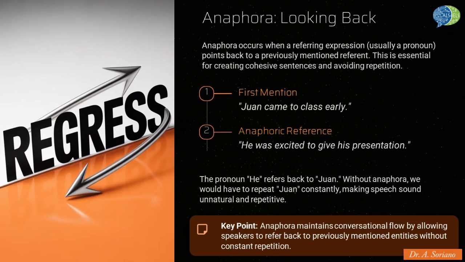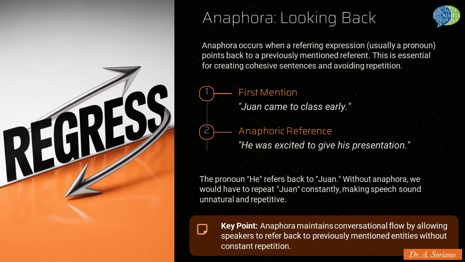Anaphora and cataphora are the two specific types of co-reference we see most often. Anaphora is the more common one. It literally means looking back. Anaphora occurs when a referring expression, usually a pronoun, points back to a previously mentioned referent. This is essential for creating cohesive sentences and avoiding that annoying repetition.